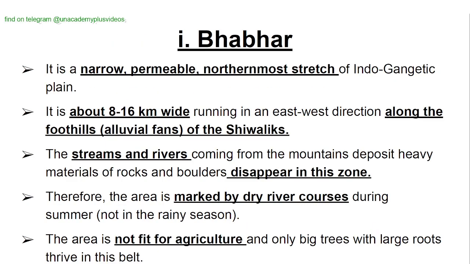Bhabar. It is a narrow, permeable northernmost stretch of the Indo-Gangetic Plain. It is about 8 to 16 km wide, running in an east-west direction along the foothills alluvial fans of the Shivaliks. The streams and rivers coming from the mountains deposit heavy materials of rocks and boulders and disappear in this zone. Therefore, the area is marked by dry river courses during summer, not in the rainy season. The area is not fit for agriculture and only big trees with large roots thrive in this belt.